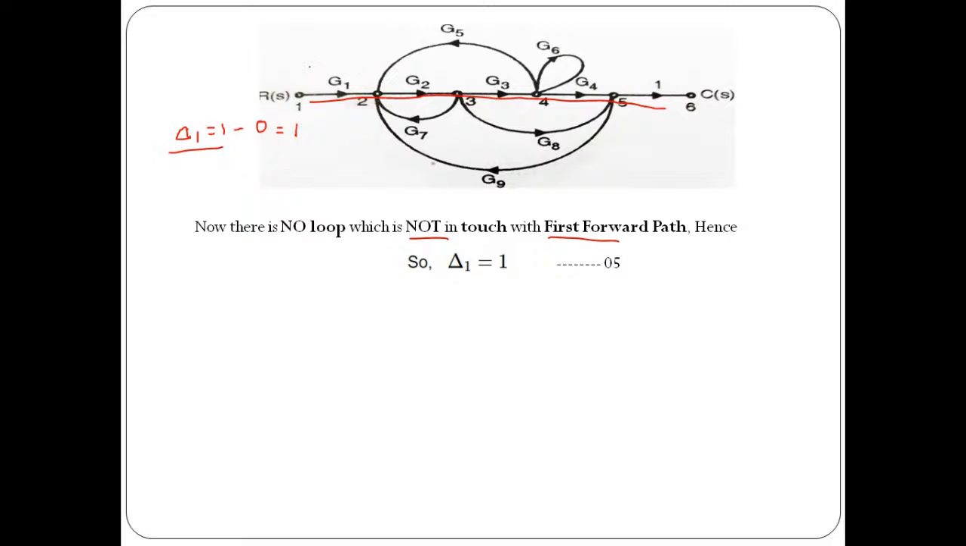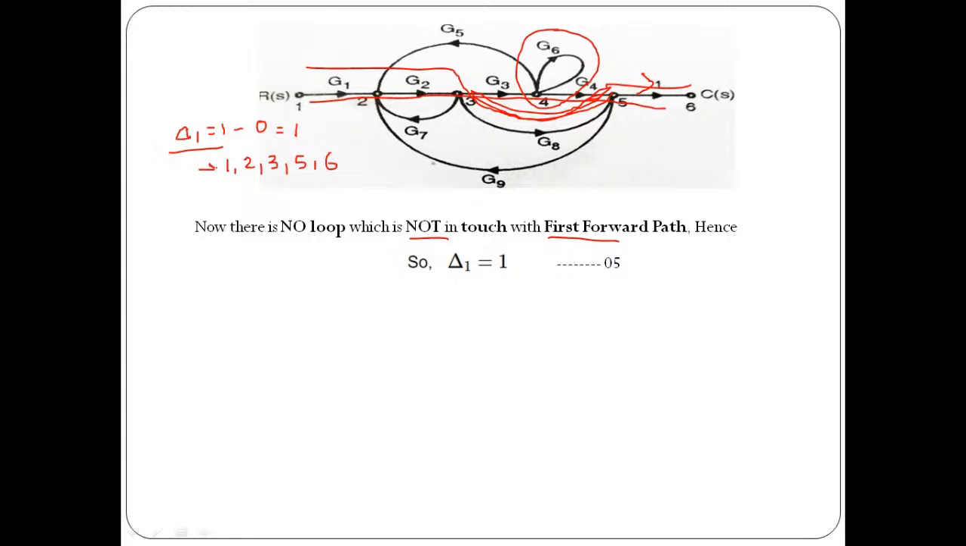Now see, the second forward path goes up to 3, no doubt. Then from 3 to 5 we follow this particular path, and from 5 to 6 we move like this. So this will be the loop, or you can say self loop, which is not in touch with your second forward path. Because if you see, the second forward path is formed between node 1, then node 2, then node 3, and then node number 5 and node number 6.